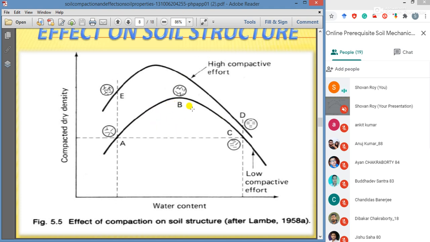The notations are given wrong. Suppose this is point A, this is point C: A, B, C on one curve, and E, D on another curve. This is the low compactive effort curve, and this is the high compactive effort curve.